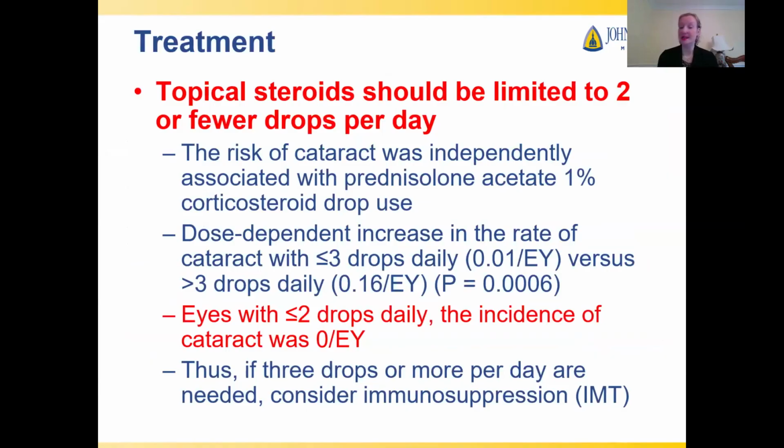The risk of cataract was independently associated with the use of prednisolone acetate 1%. And so there were dose-dependent increases in the rate of cataract with 3 or less drops per day versus greater than 3 drops per day. And that seemed to be the dividing line. Eyes with less than 2 drops per day or 2 drops per day, the incidence of cataract was 0 per eye year. So if you're needing 3 drops or more per day, you need to start to consider immunosuppression simply for the risk of cataract.